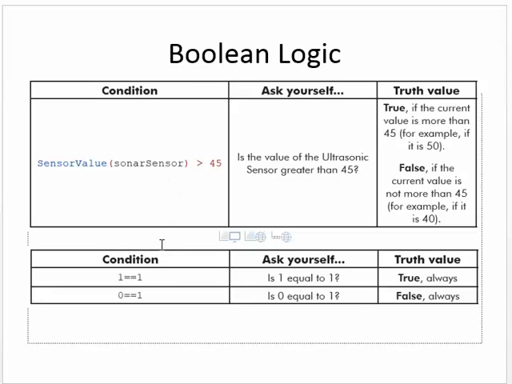Other conditions can be 1 equals 1. Ask yourself, is 1 equal to 1? True, it's always going to be true. So if you put a condition in here of 1 equals 1, what you're telling the computer is you want this loop to continuously run always. It's just going to keep running this loop over and over again without any way of getting out of it until you turn it off. 0 equals 1 means that it would never work, as long as it's false.